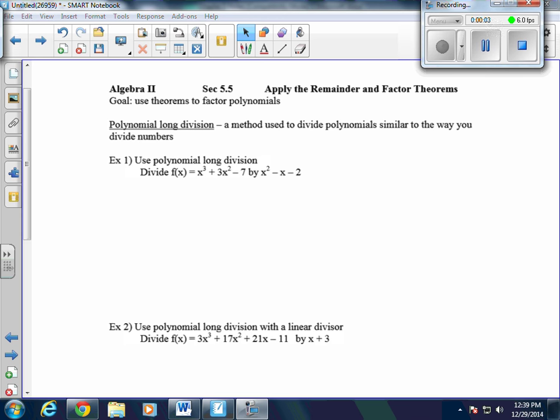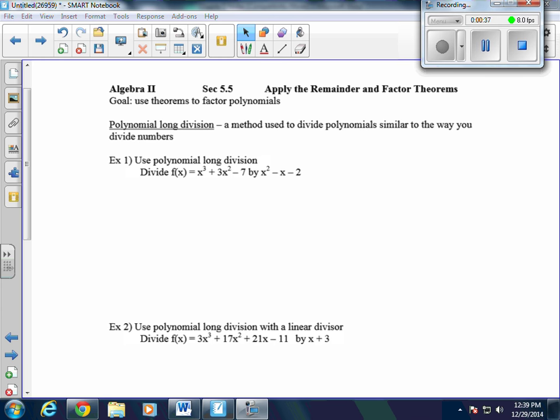Today we are going to be looking at section 5.5, which is on applying the remainder and the factor theorems. Our goal is to use these theorems to factor polynomials. So far we've continued to look at how to factor polynomials, whether they were trinomials. A couple days ago we looked at factoring polynomials with 4 terms. Now we're going to be able to factor polynomials with any number of terms. So that's what the remainder and the factor theorems are going to help us do.